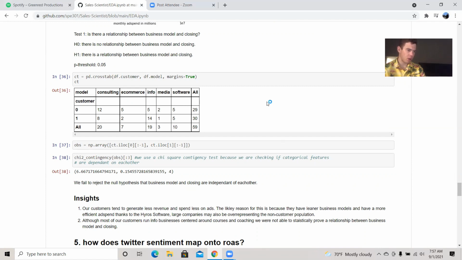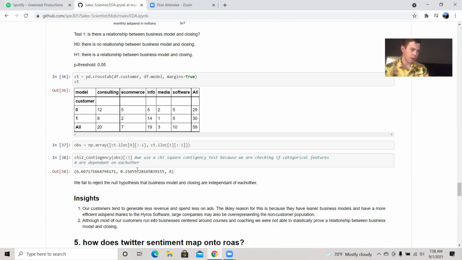So we've got these are non-customers, these are customers, and these are the number of leads in each business model. So we're looking at what kind of business model this lead operates with, and are they customers or not?